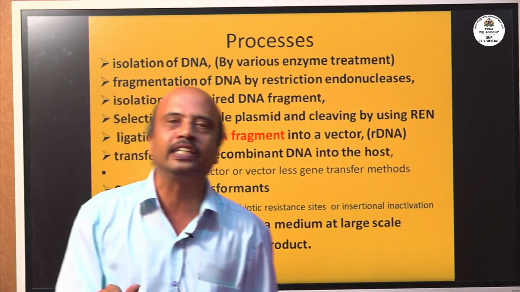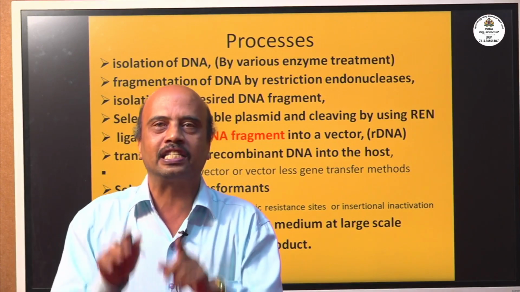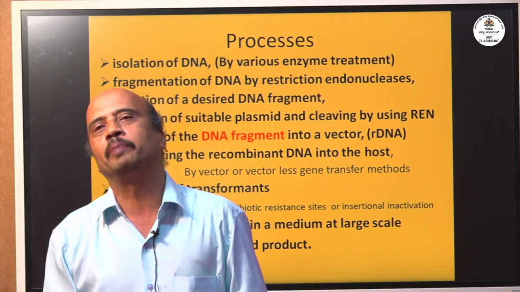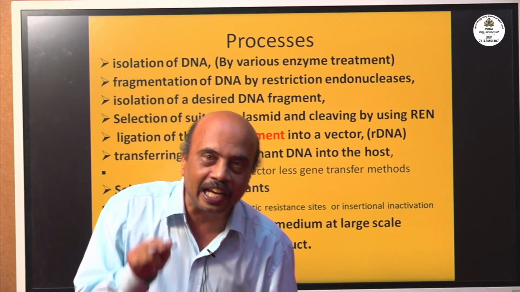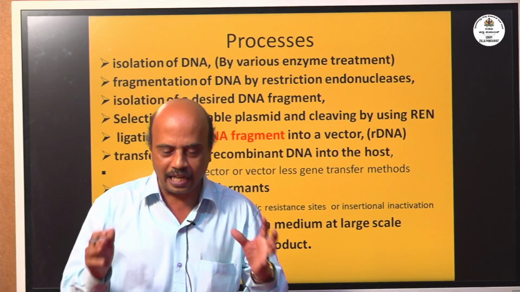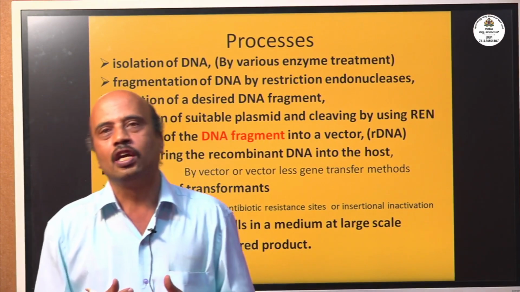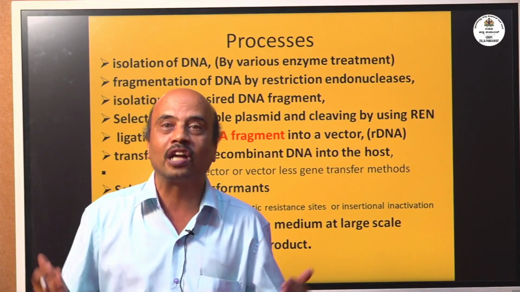Splicing is joining the desired DNA segment with the cleaved plasmid to form rDNA. This is achieved by using DNA ligase enzyme. You know, DNA ligase enzyme, we call it molecular glue or molecular stitcher.